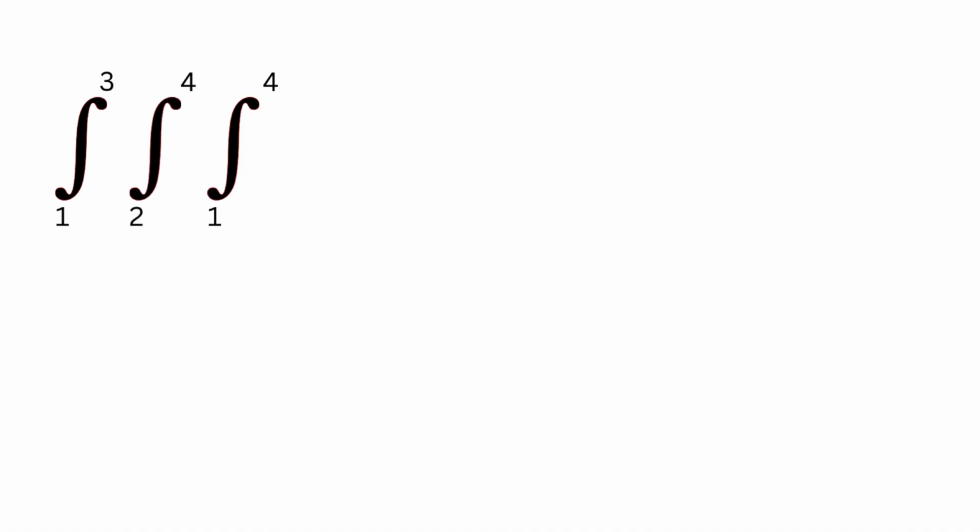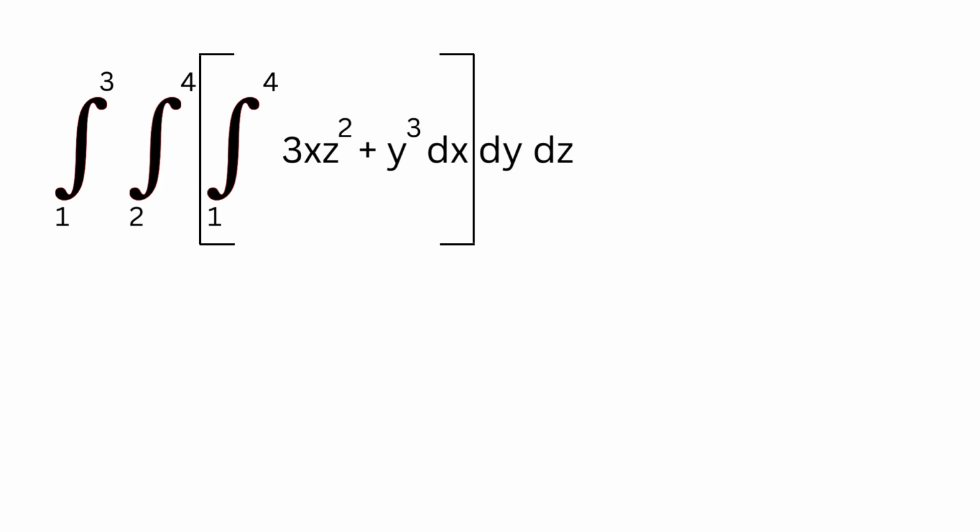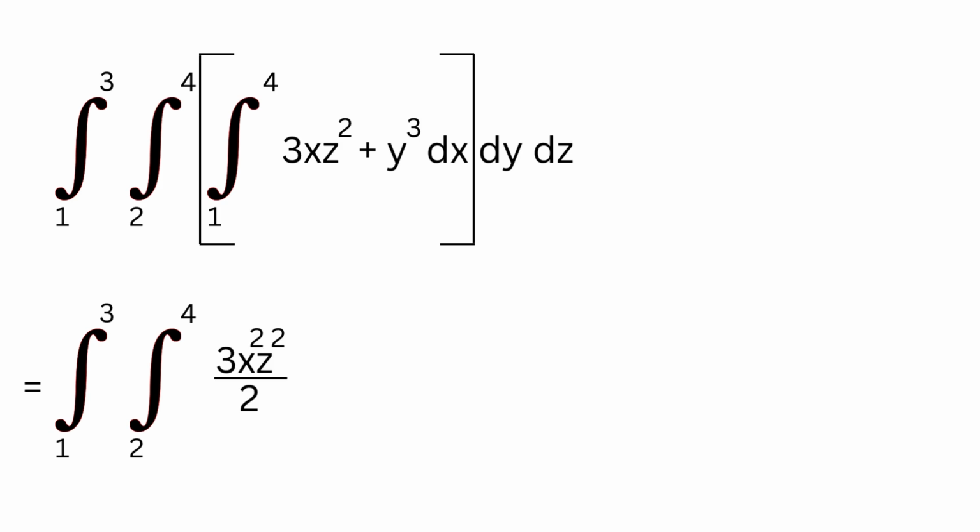Triple integral from 1 to 3, from 2 to 4, and from 1 to 4 of 3x squared plus y cubed dx dy dz. To solve it, we divide it into three parts. First one is as follows. Equal double integral from 1 to 3 and from 2 to 4 of 3x squared z squared over 2 plus xy cubed dy dz with x boundaries 1 and 4.